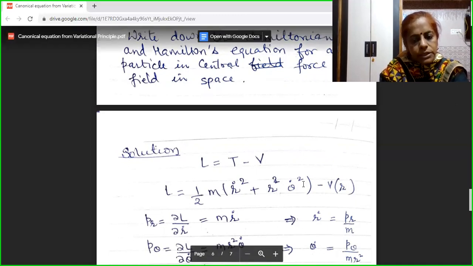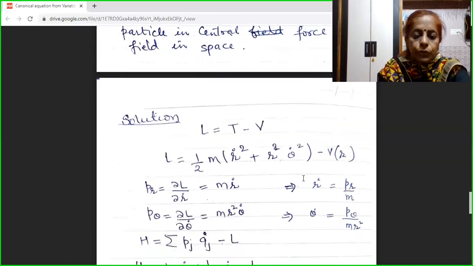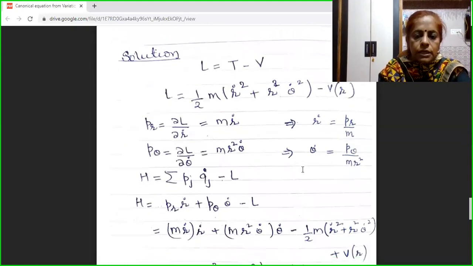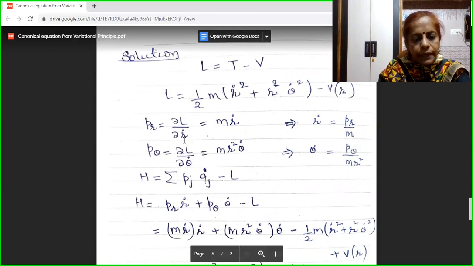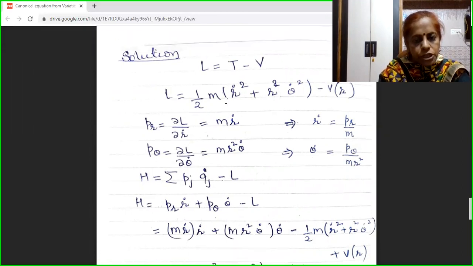This is my Lagrangian. Now I am going to derive my generalized momenta. As there are two generalized coordinates, r and theta, we will find generalized momenta for these coordinates. What is Pr? Del L by del r dot. Differentiating the Lagrangian with respect to r dot, I get m r dot. And P theta is del L by del theta dot. This comes out to be m r square theta dot.